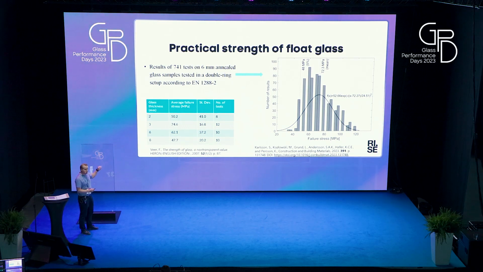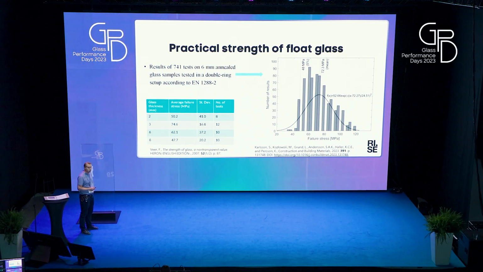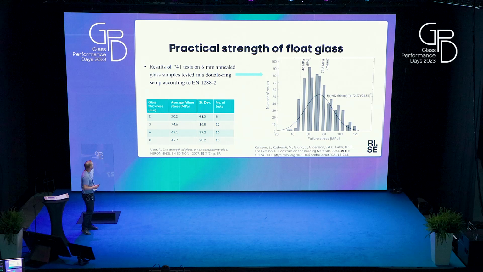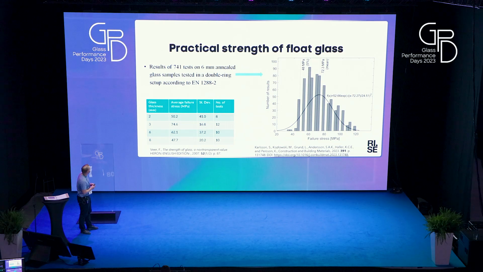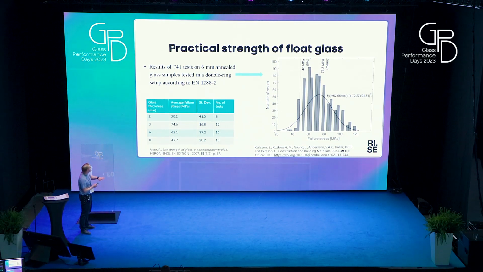And it's about practical strength of glass. So here I show to the right 741 tests on 6 mm annealed glass samples. And as you can see, it's not perfectly normally distributed, but it's a little bit shifted. Most of them are in the middle, but of course there are some at the lower bottom as well. And we have an average which is about 72, and the 5% fractile of 48.